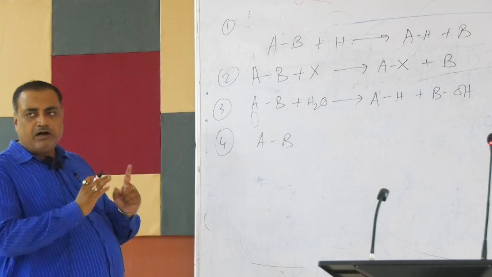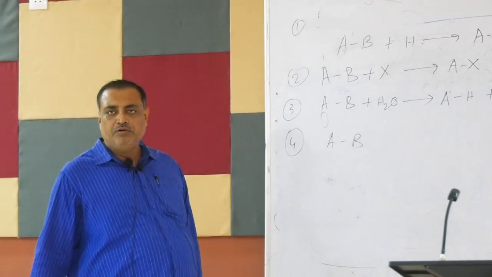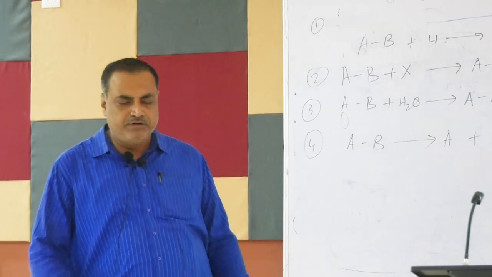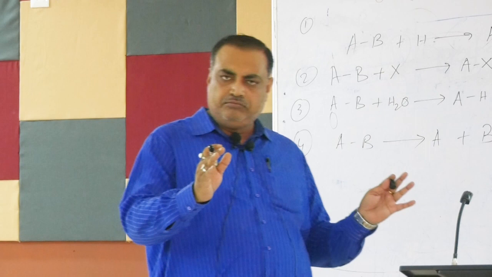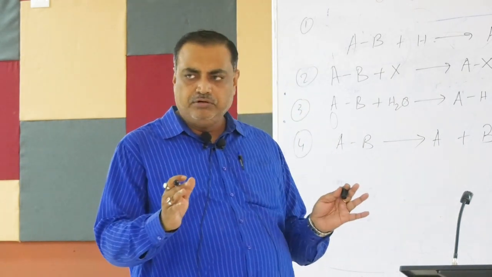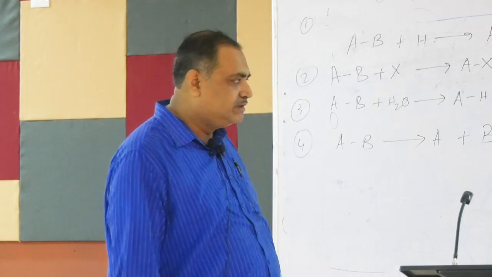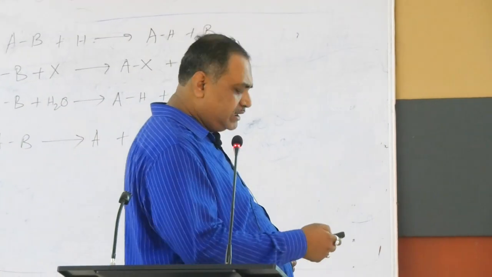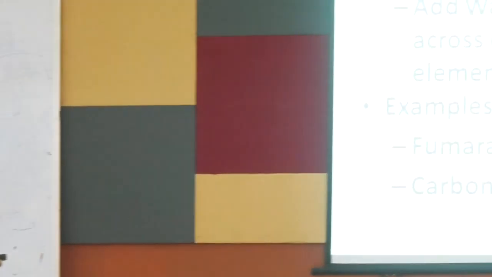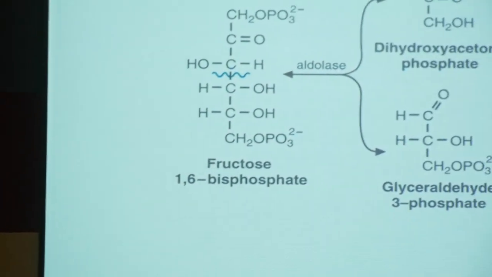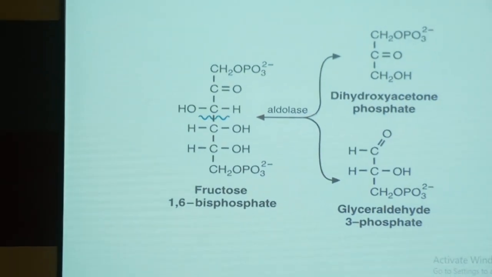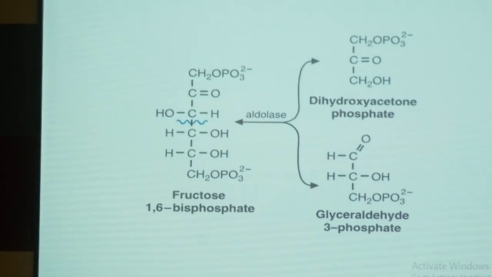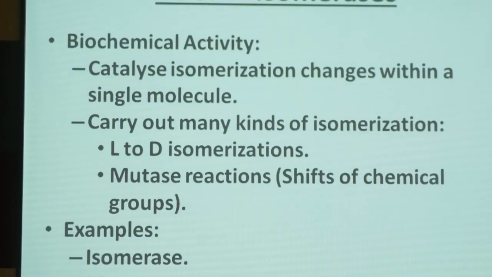Lyase means splitting of large molecule without water. This is lyase. Splitting of substrate into two parts without water. It's called lyase. Example, aldolase, carbonic anhydrase, fumarase. Aldolase, look, fructose 1,6-bisphosphate is split into two halves, glyceraldehyde 3-phosphate and dihydroxyacetone phosphate. The fourth step of glycolytic reaction.